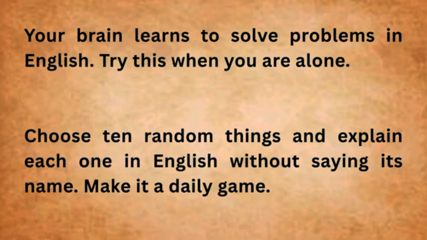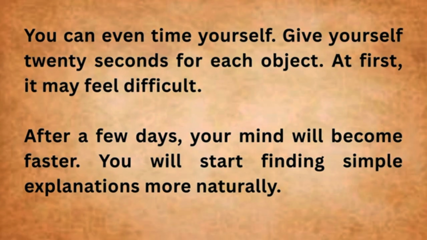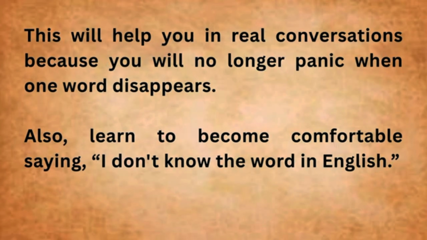Try this when you are alone. Choose 10 random things and explain each one in English without saying its name. Make it a daily game. You can even time yourself. Give yourself 20 seconds for each object. At first, it may feel difficult. After a few days, your mind will become faster. You will start finding simple explanations more naturally. This will help you in real conversations because you will no longer panic when one word disappears.